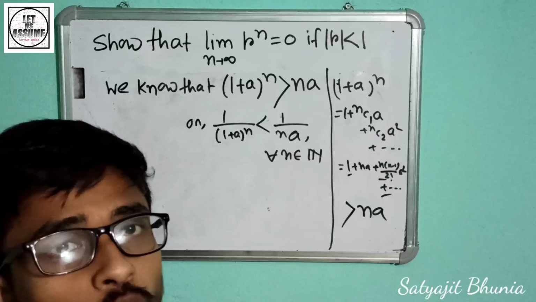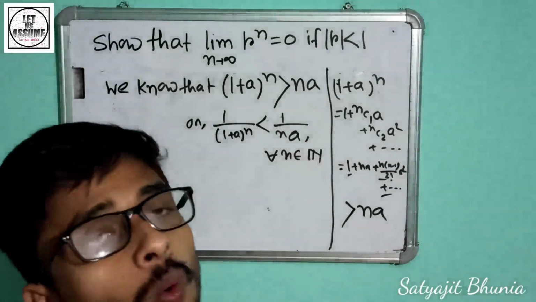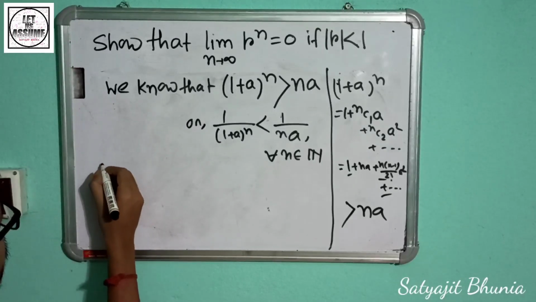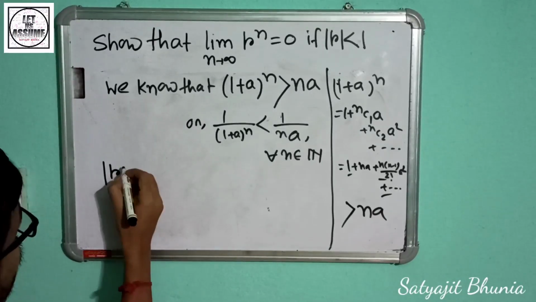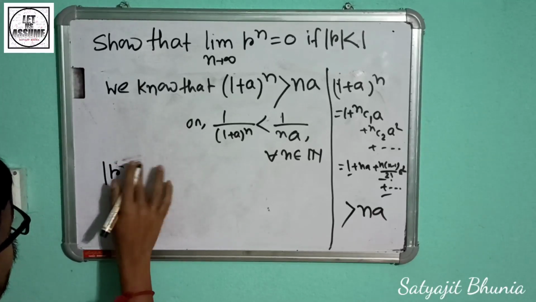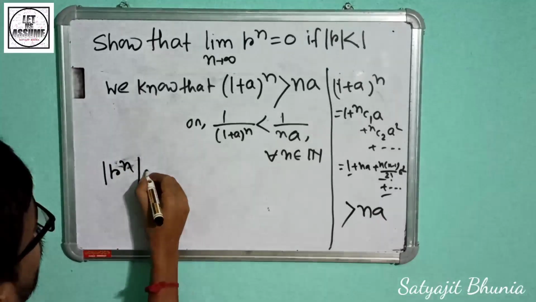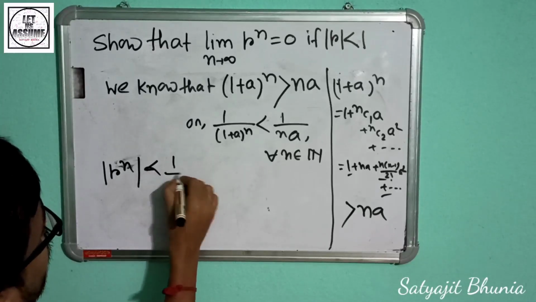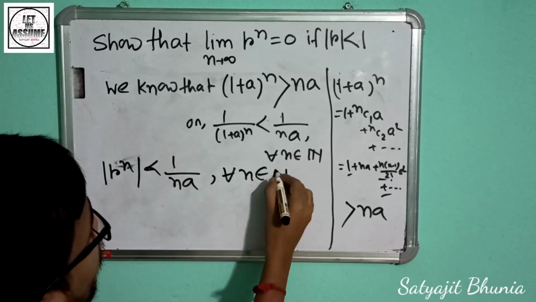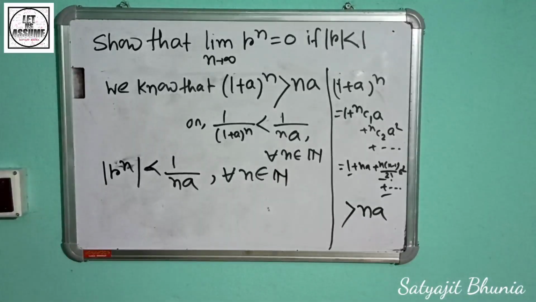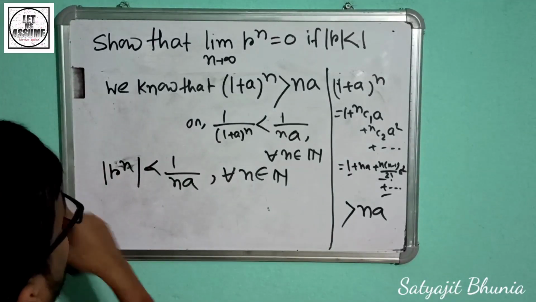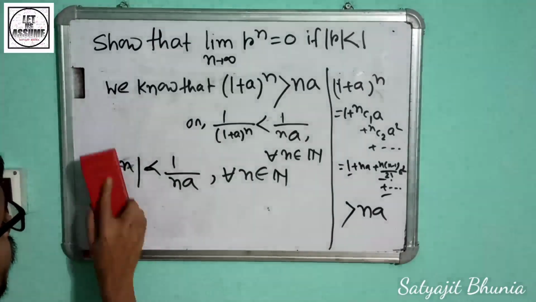তখন 1/(1 plus a) whole to the power n, এইটা লেস দেন 1/na হবে। সো rn is less than 1/na for all n belongs to capital N.